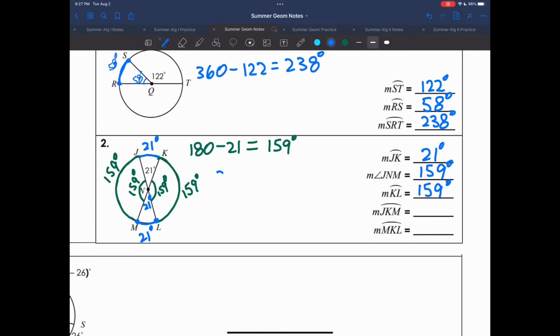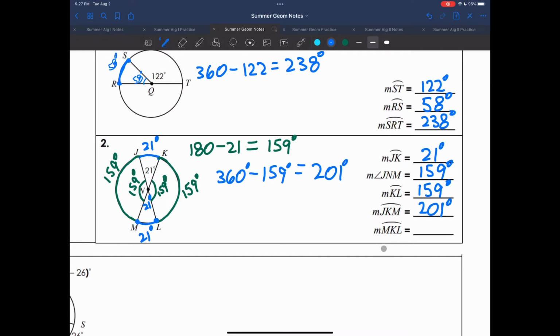I'll go ahead and do that way. 360 degrees minus 159 degrees. And that's going to leave me with 201 degrees for that arc. All right, there we go. Okay, last one of this one, and we got just one more problem.